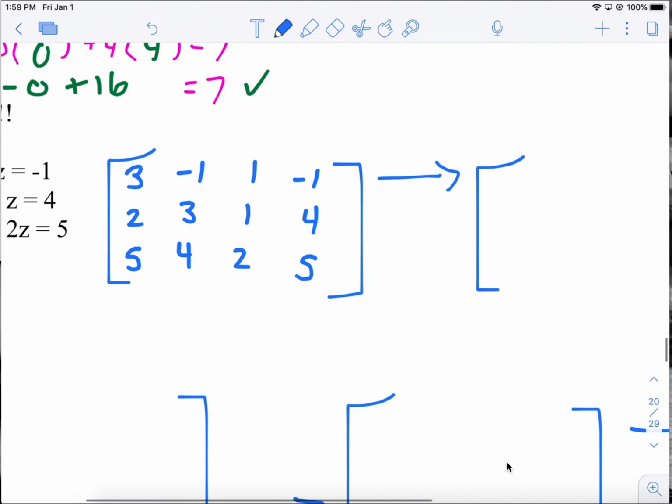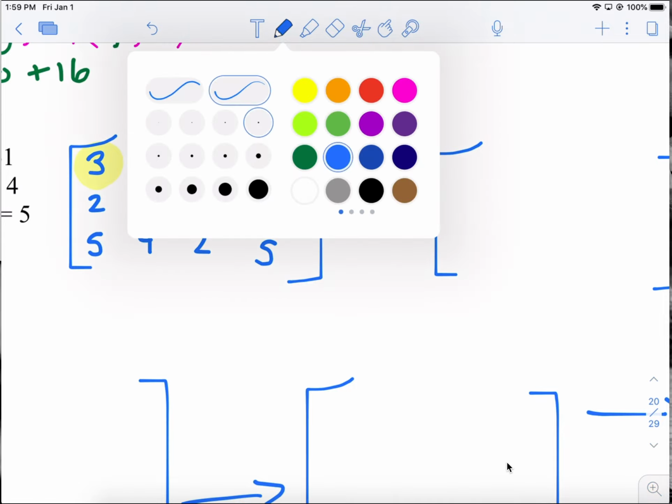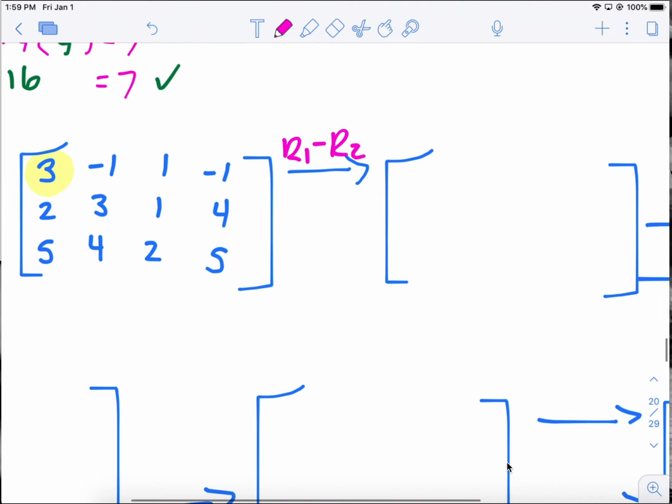All right, so going here, first thing I want to do is make that a 1. So I'm going to take my numbers. I could either divide everything by 3, or what I chose to do is say 3 minus 2 makes a 1. So I did row 1 minus row 2. When I did that, I got 1, negative 4, 0, negative 5. That kept me from making fractions. If that's not what you did, that's okay.